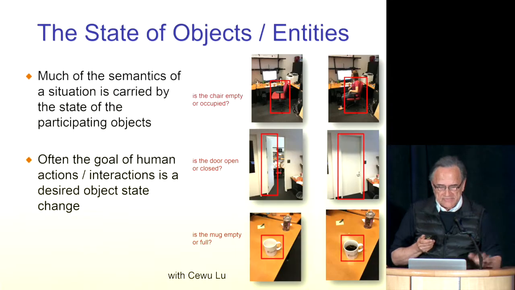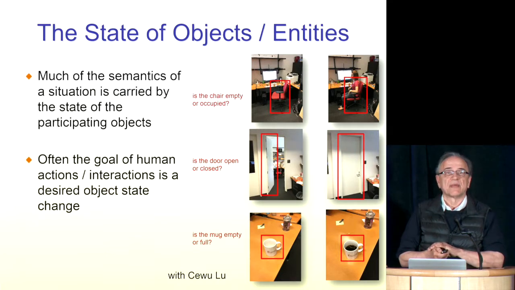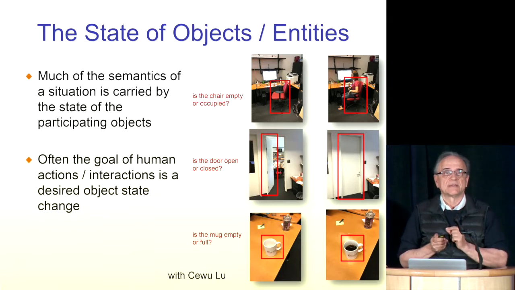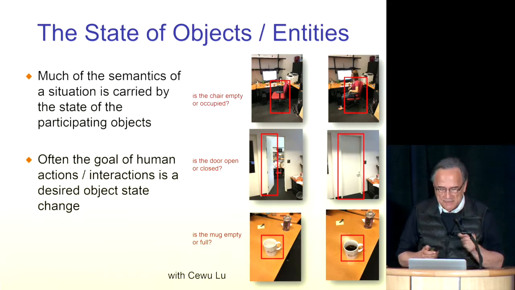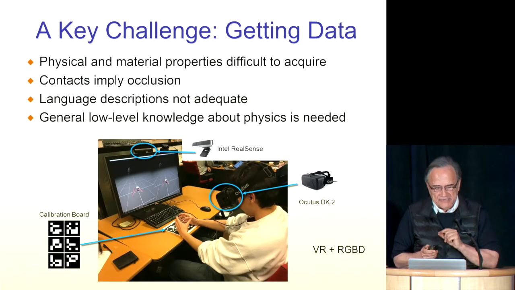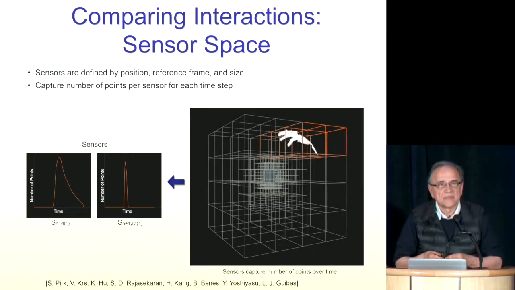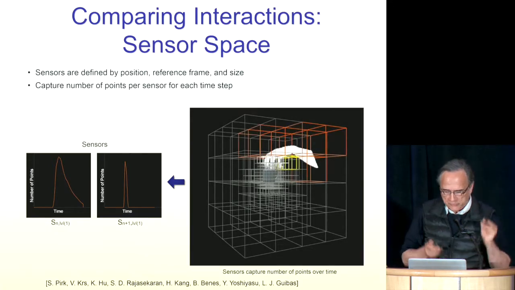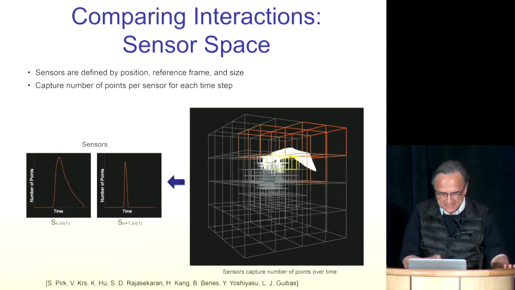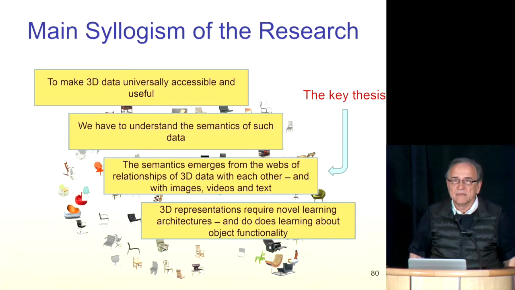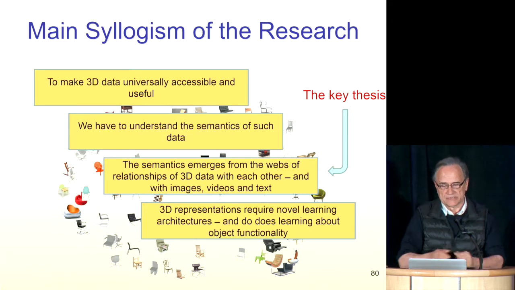And I'll just say 2 points about that. One is that one interesting aspect is that unlike just understanding objects in images, you have to understand the state of objects. Is the door open or closed? Is the chair empty or occupied? Is the mug empty or full? And then how to represent exactly these interactions in mathematical ways is also quite interesting, but I'm going to have to pass on that because I'm out of time.